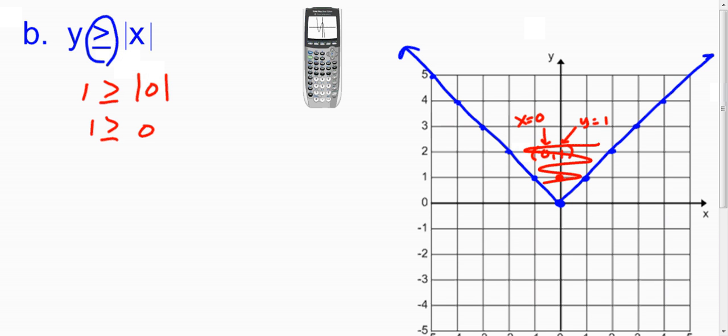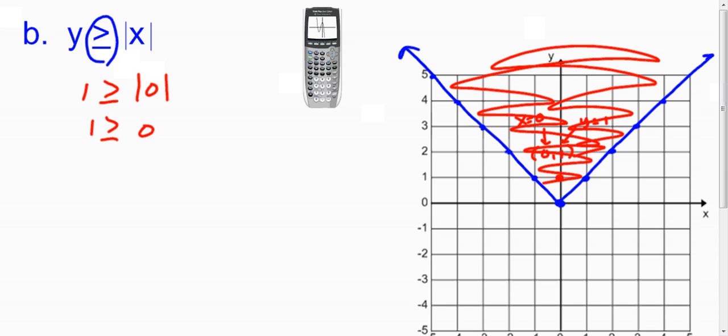And so I am going to shade where that point is, and I'm going to shade in here. I want you to notice that it was a greater than symbol, and we shaded above where our lines were.